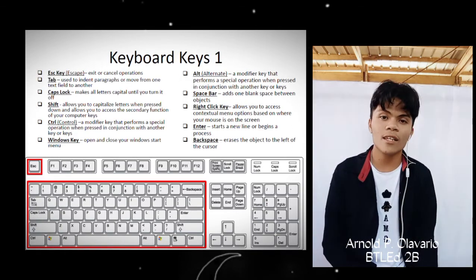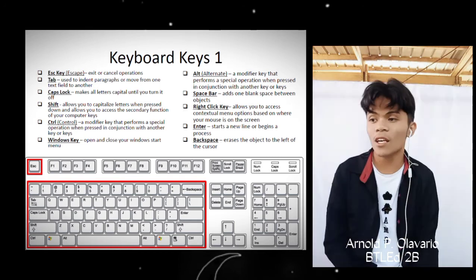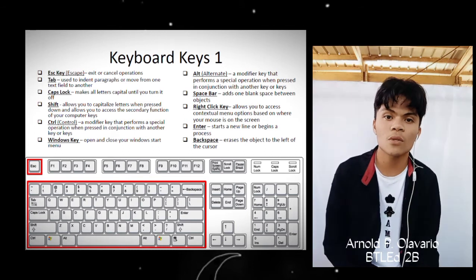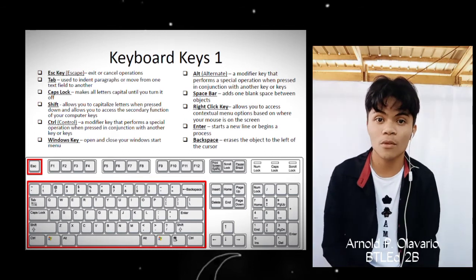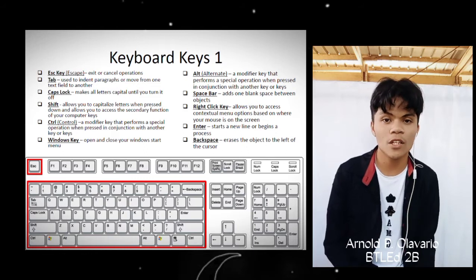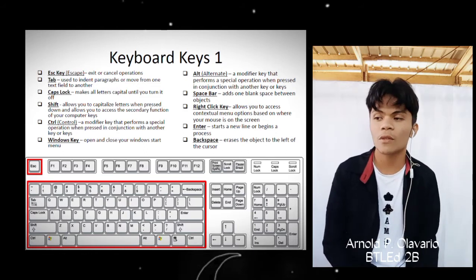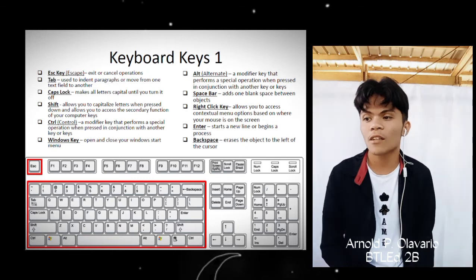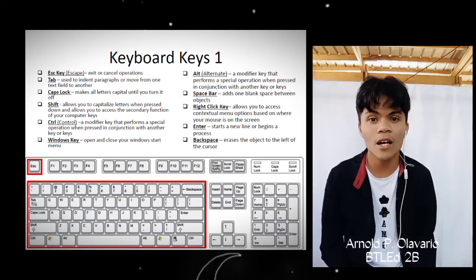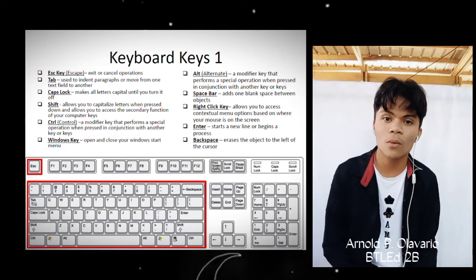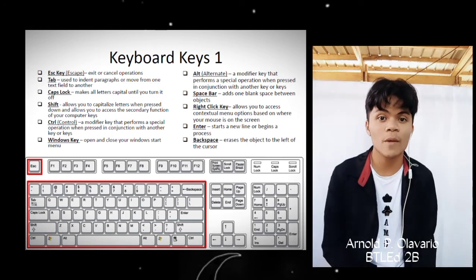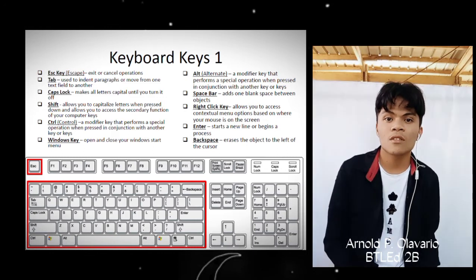So keyboarding keys one. We have the escape key. For example, when you are doing a PPT and you are in full screen mode, you need to escape it to return to the home screen or your desktop. Next is the tab, used to indent a paragraph. When you are encoding a document, it is very useful to use tab to indent equally.